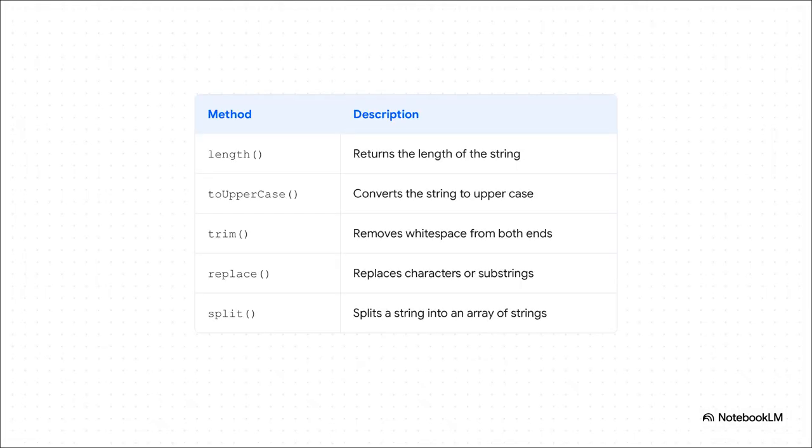The good news is, even though you can't change strings, they come with this whole built-in toolbox of methods to help you work with them. You can easily find out the length, or convert everything to uppercase, or trim off extra spaces from the ends. You can even replace words or split a whole sentence into a list of individual words. These tools make handling text way easier.